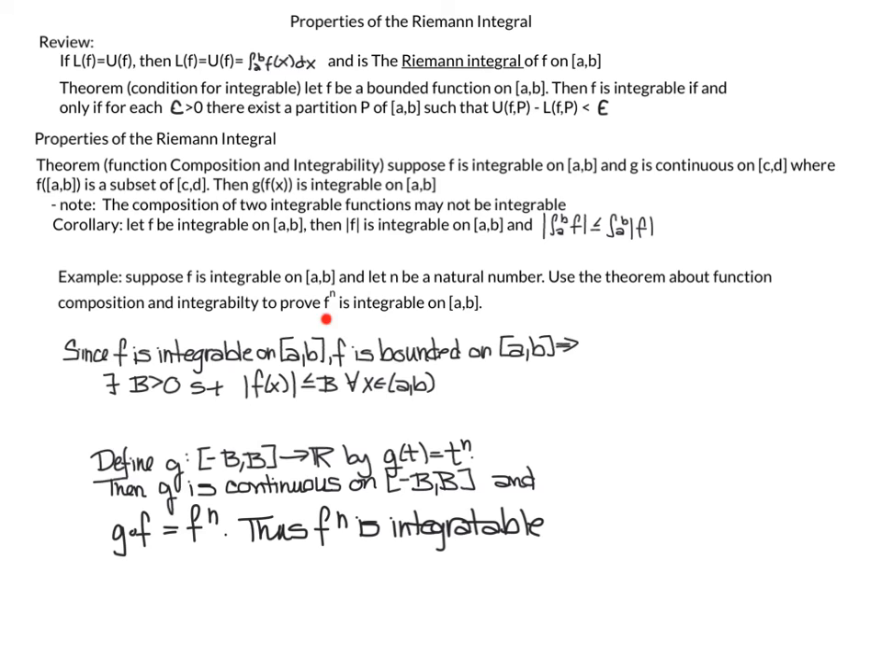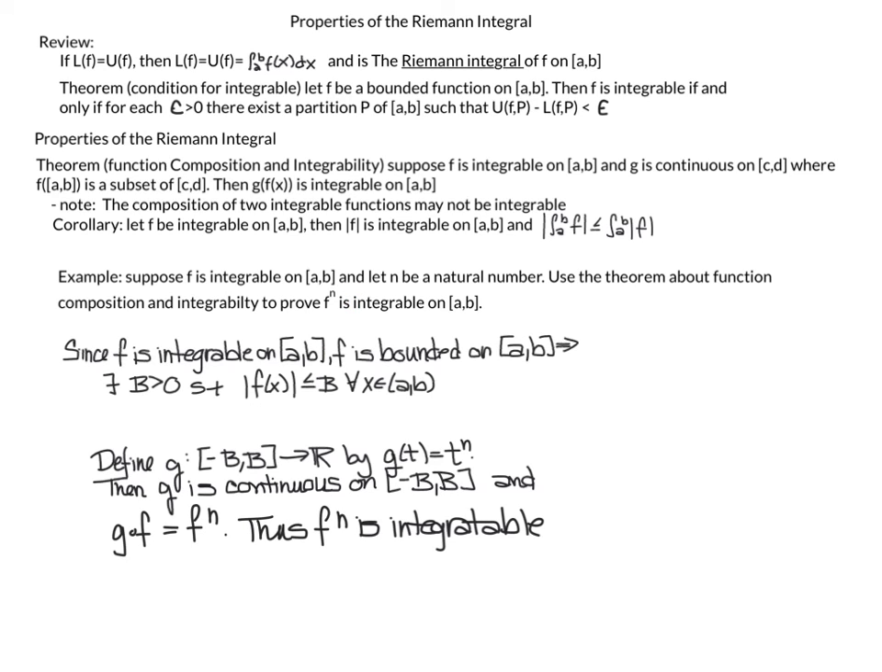Since f is integrable, then f is also bounded on that interval. So there exists some number, capital B, greater than 0, such that the absolute value of f of x is less than or equal to capital B for all x in the interval [a,b]. So we're going to define a function g from [-B, B] to R by g of t equals t to the n, since we're really trying to evaluate f to the n.